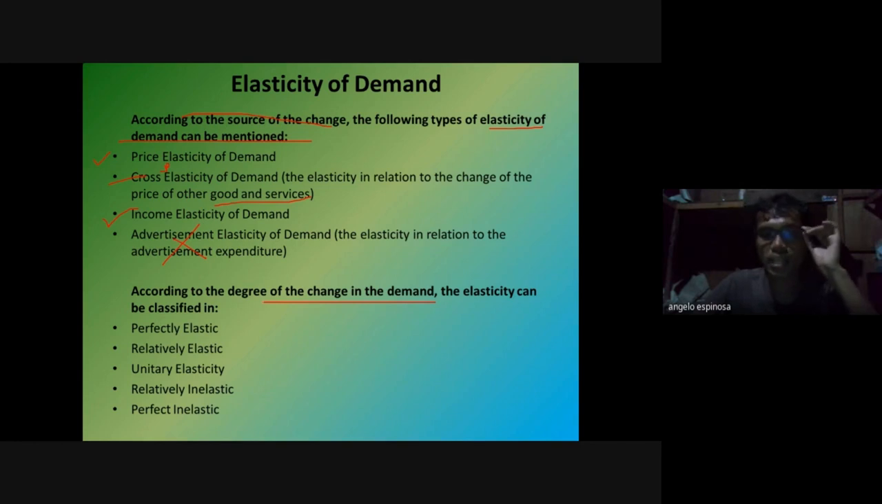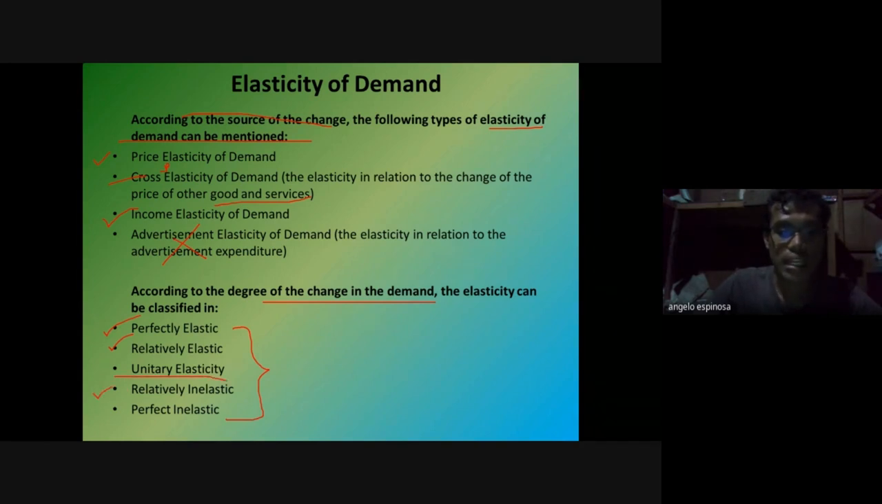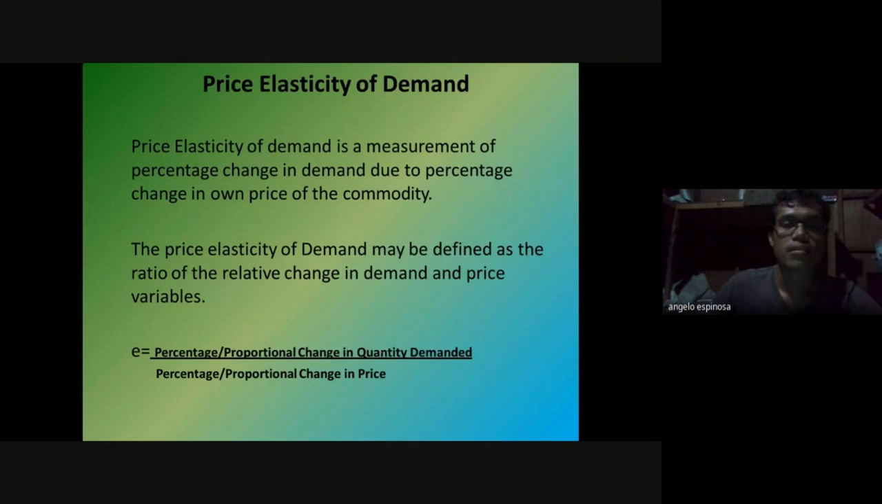So the elasticity can be classified in, ito yung mga dapat ninyong tandaan. This is very important. We have perfectly elastic, relatively elastic, unitary elasticity, relatively inelastic, and perfectly inelastic. Ito yung mga pagtatandaan nyo lagi, yung five na yan. So isa-isahin natin yung source of the change: price elasticity of demand, cross price, and then income, by using these rates or degrees. Let's start first with the price elasticity of demand.